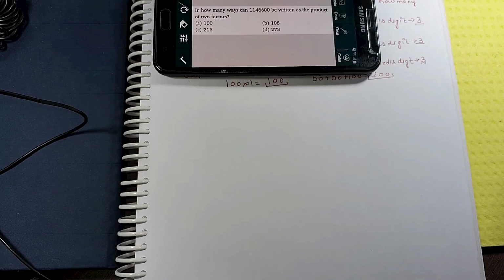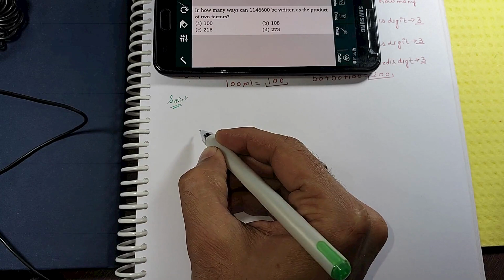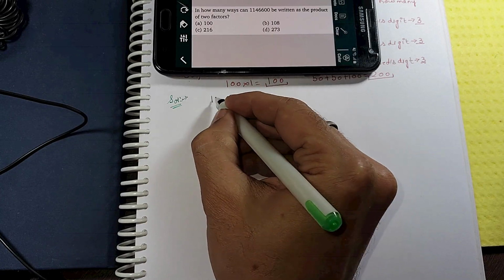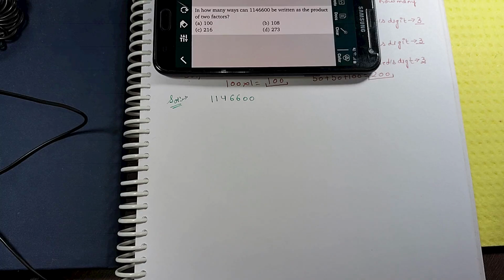Right? In how many ways can 11466600 be written as the product of two factors? So whenever such a question comes, first of all what you will do is prime factorize it.